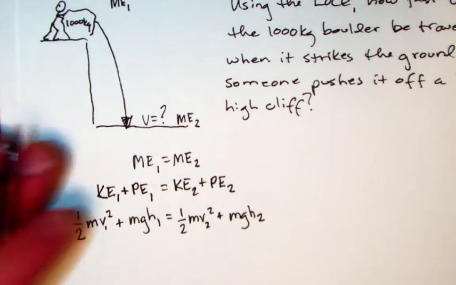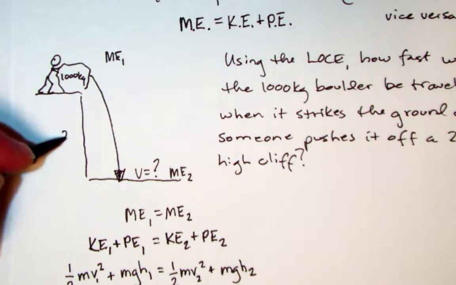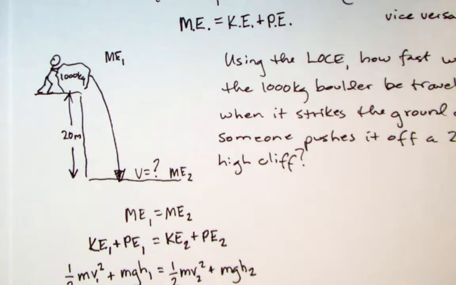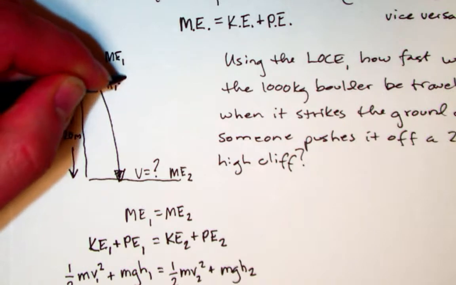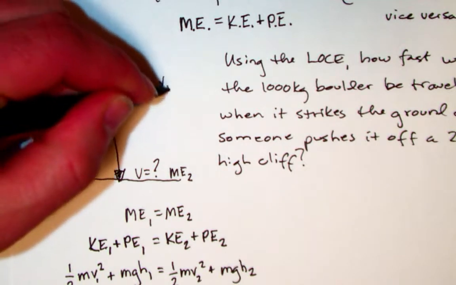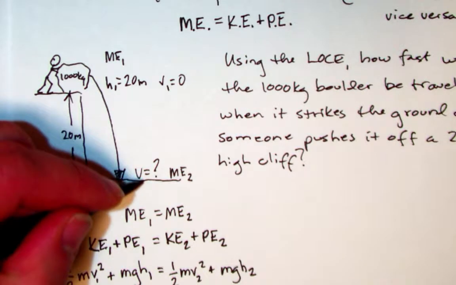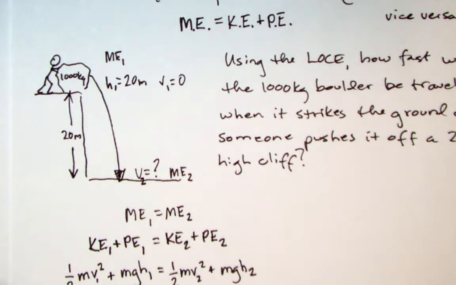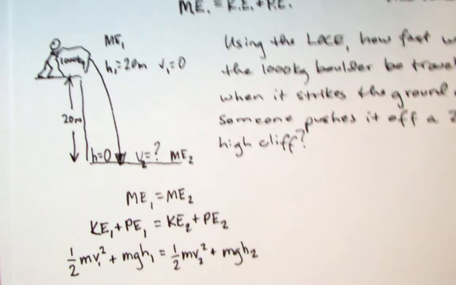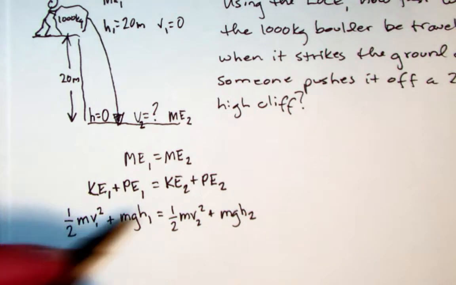So if we look at the drawing, where do those things go? Well, my height of this cliff is 20 meters. So the boulder is initially 20 meters high, so h1 equals 20 meters. And when that rock first starts to fall, its velocity is 0. Now at the bottom, we want to know what that velocity is. That's velocity 2. But we also know that the height here is 0. So we look at what we know there, and we also know the mass is 1,000 kilograms. And then we look at our equation, and you're like, geez, that's a lot of variables.